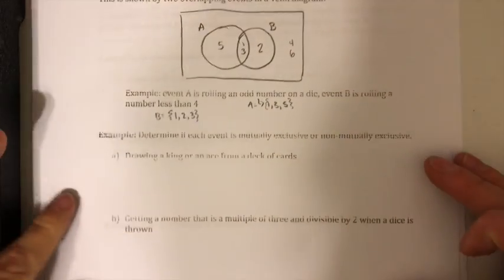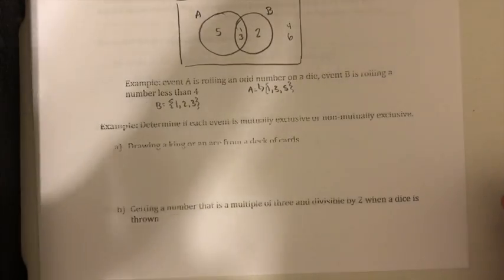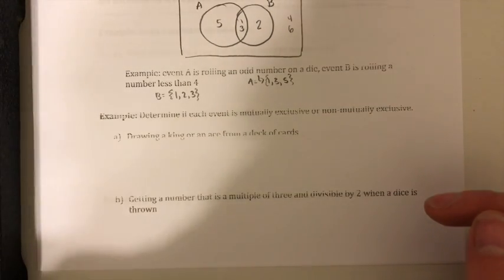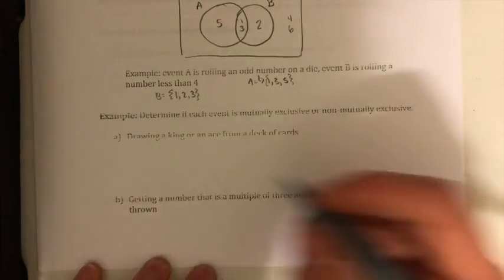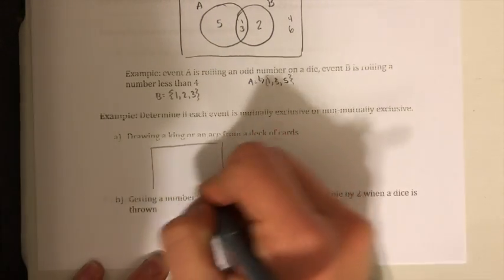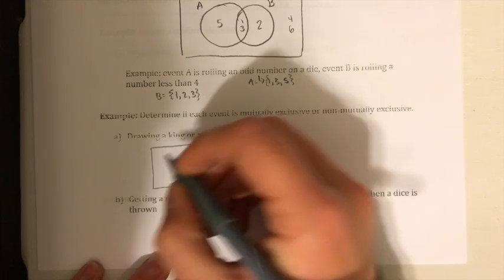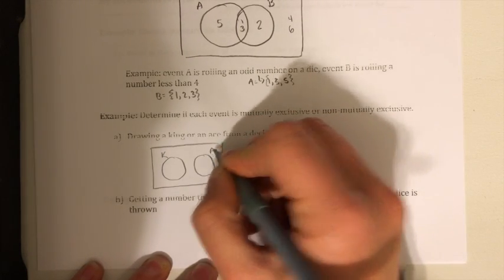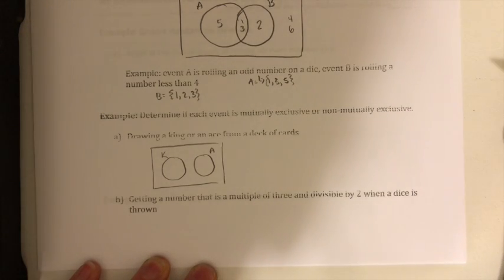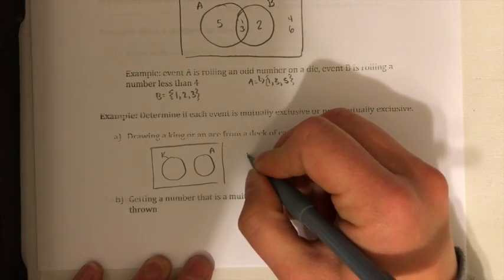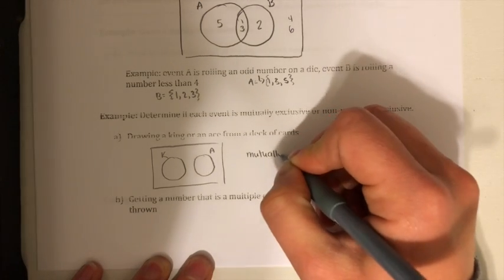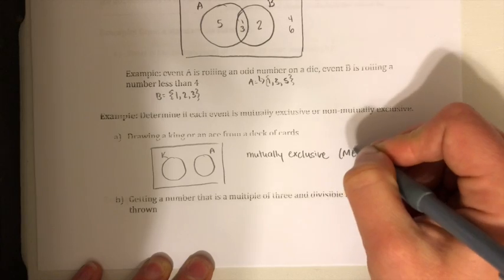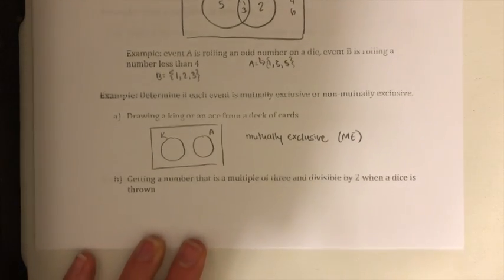We're going to do a couple more examples, determining if each event is mutually exclusive or non-mutually exclusive. First, drawing a king or an ace from a deck of cards. If you draw one card from a deck of cards, there's event K, we'll call K king, and event A for ace. Those two can't overlap, so these are mutually exclusive. Sometimes we just abbreviate that as ME.